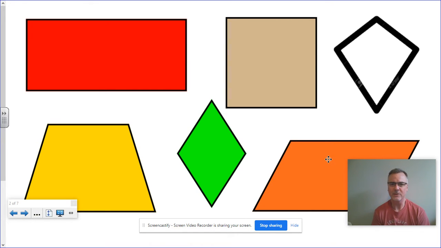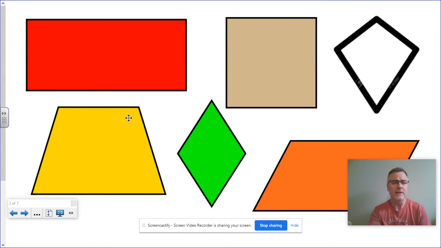Squares and rectangles are also parallelograms. Parallelograms are four-sided figures that have two sets of parallel sides. Rectangles and squares both have two pairs of parallel sides, two sets. We have one, two, one, two. Two sets of parallel sides for a parallelogram. One of the most interesting words in the geometry world, at least from what I've been told.